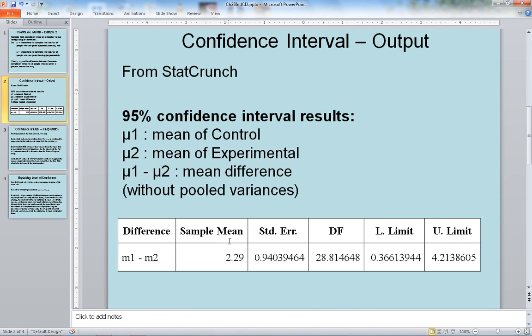So the sample mean, if you took the difference in the two y bars, turns out to be 2.29. Now the standard error, which is a little bit complicated, you can go back to the formula and look at it, but it turns out to be a little bit less than 1. The degrees of freedom is calculated to be 28.8 and so on. So what the software will do is figure out how to handle that to get a t-score. And then when it calculates the lower and upper limits, when it does the subtraction, it gets about 0.366. And when it does the addition, it gets 4.214.